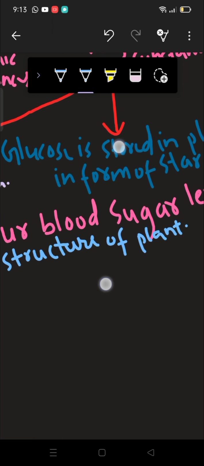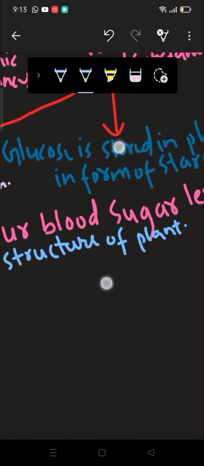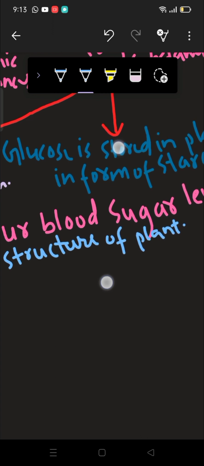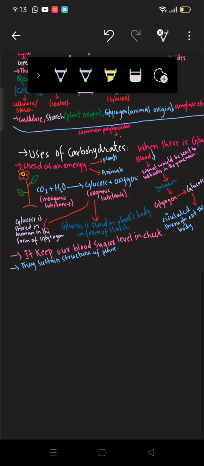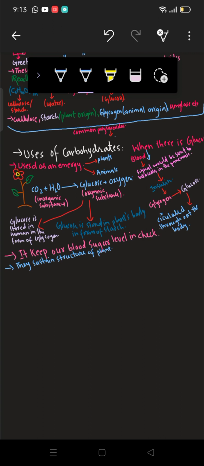Now what's the fourth use? The fourth use is that carbohydrate fiber helps in cholesterol reduction. If we have fat in our body, carbohydrate fiber will help us in cholesterol reduction and blood pressure regulation. We have talked about sugar level but not about blood pressure. So carbohydrate fiber helps in cholesterol reduction and blood pressure regulation. And the fifth one, we have already discussed: plants store glucose in the form of starch and animals store glucose in the form of glycogen.